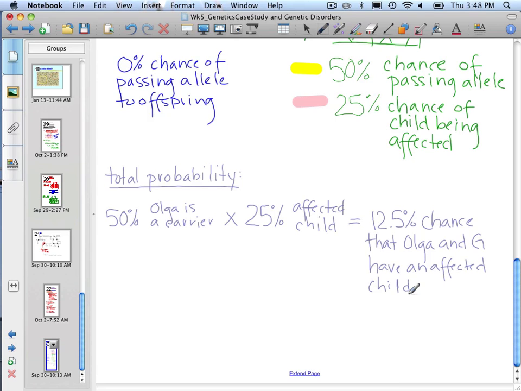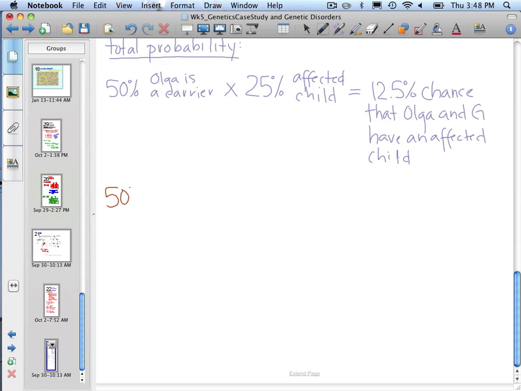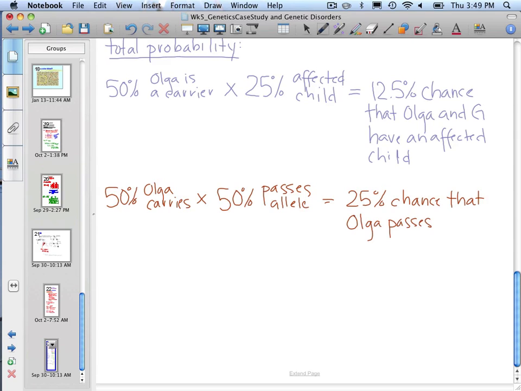Now let's calculate the chance that Olga passes the allele onto her children, both unaffected and carrier children. So we're going to multiply the 50% chance that Olga is a carrier by the 50% chance that she passes the allele to her children. And that is going to give us a 25% chance that Olga and Greg pass the allele to their children. So now you know Olga and Greg have a 25% chance of passing the factor 8 deficiency allele onto their children and a 12.5% chance of having an affected child.